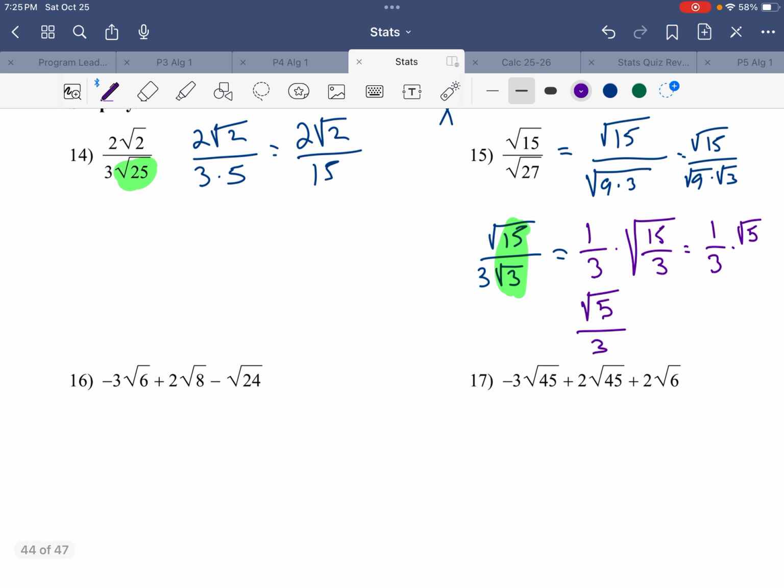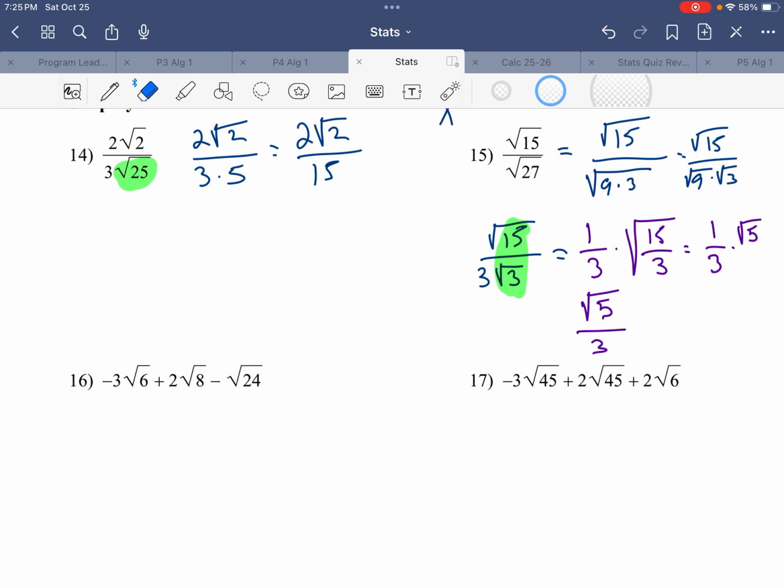When we talk about adding like terms for some expression like 3x plus 4y minus 10 plus 6y, the like terms have the same variable and to the same degree. When we talk about like radicals, they need to have the same index. So in both these examples for 16 and 17, they're both square roots, so that works. And they have to have the same radicand, or the same number that's inside the radical.